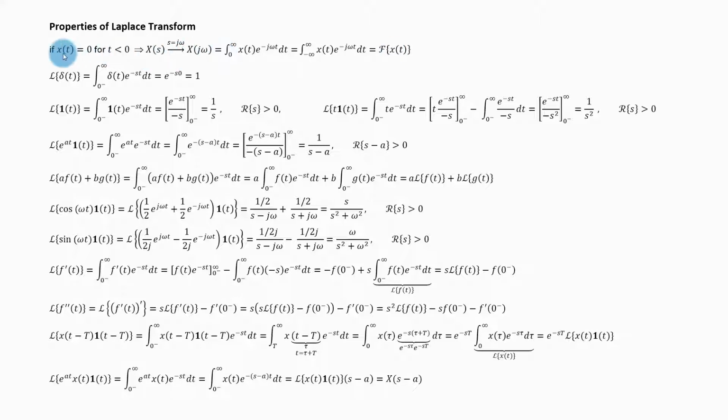So if your signal is 0 for negative time and you substitute j omega for s, you will turn the Laplace image of your signal into the Fourier spectrum of your signal.